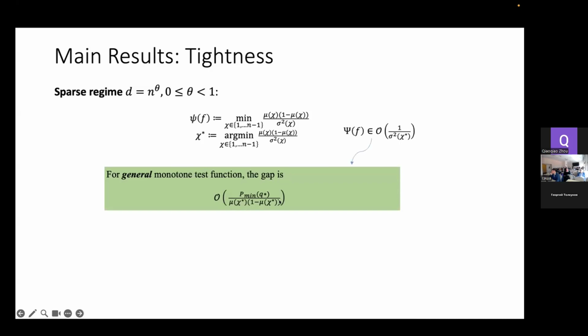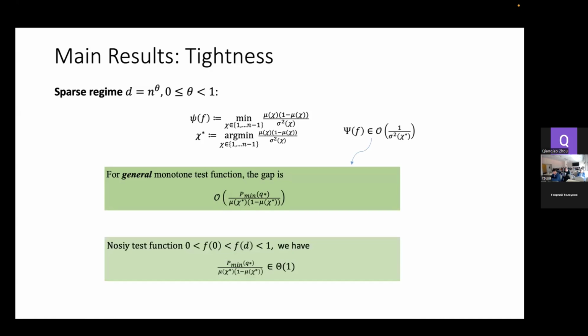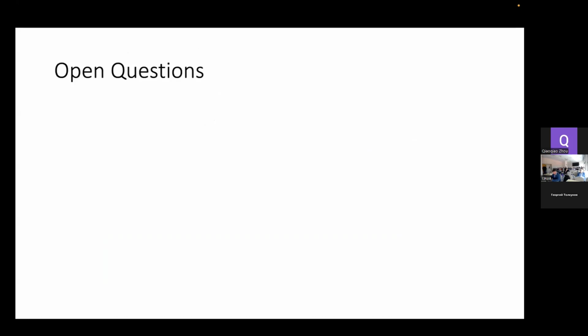The high level idea is we can prove that the sensitive parameter is always big O of 1 over the variance of the concentration of the functions. So based on this result, we find that for low test functions, our testing scheme is always order optimal.